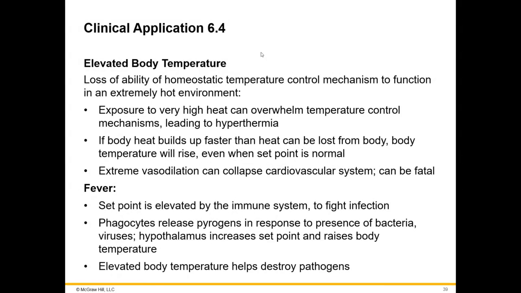And then, of course, you have fever. This is when the set point's elevated by the immune system. It's trying to fight infections because the bacteria don't like the higher temperatures. So phagocytes, which are the white blood cells, release pyrogens in response to the presence of bacteria and viruses. The hypothalamus increases the set point and raises the body temperature. Elevated body temperature then helps destroy the pathogens.